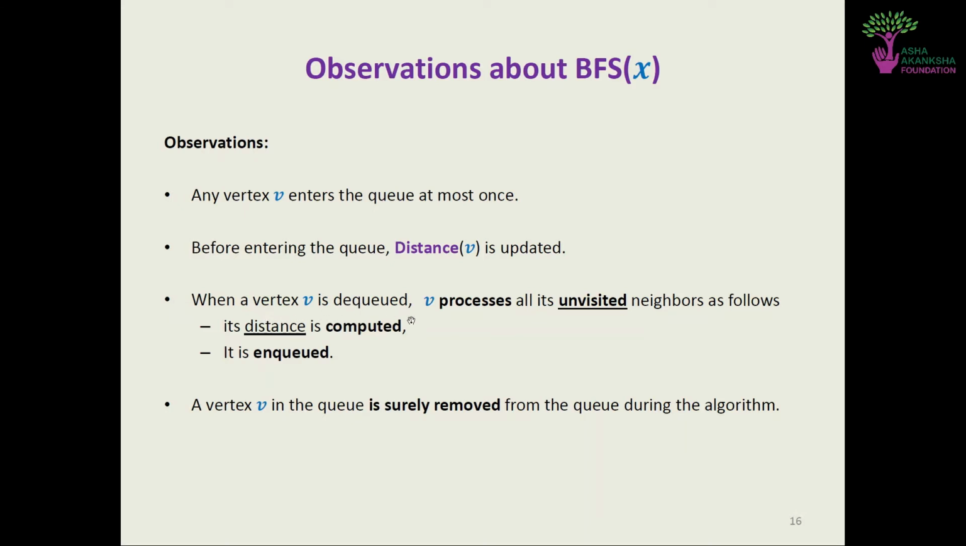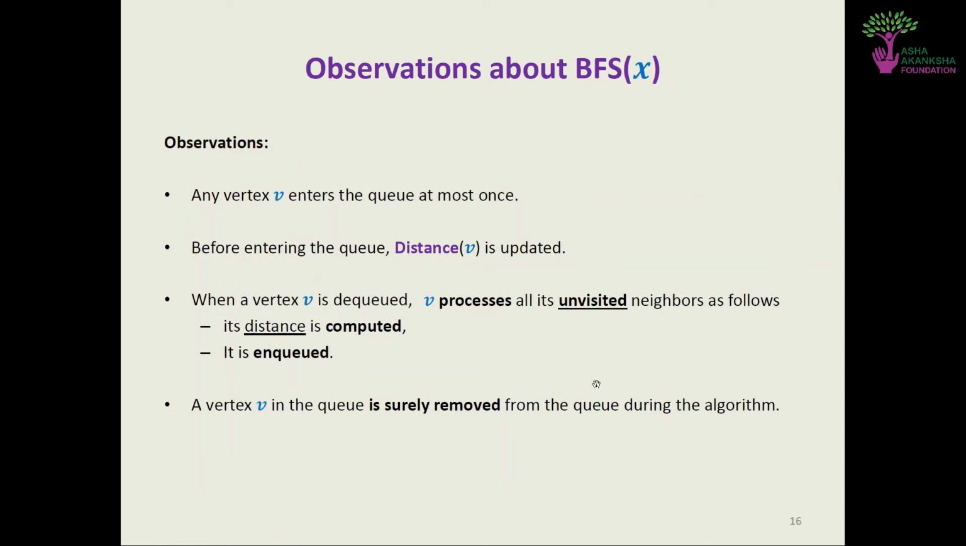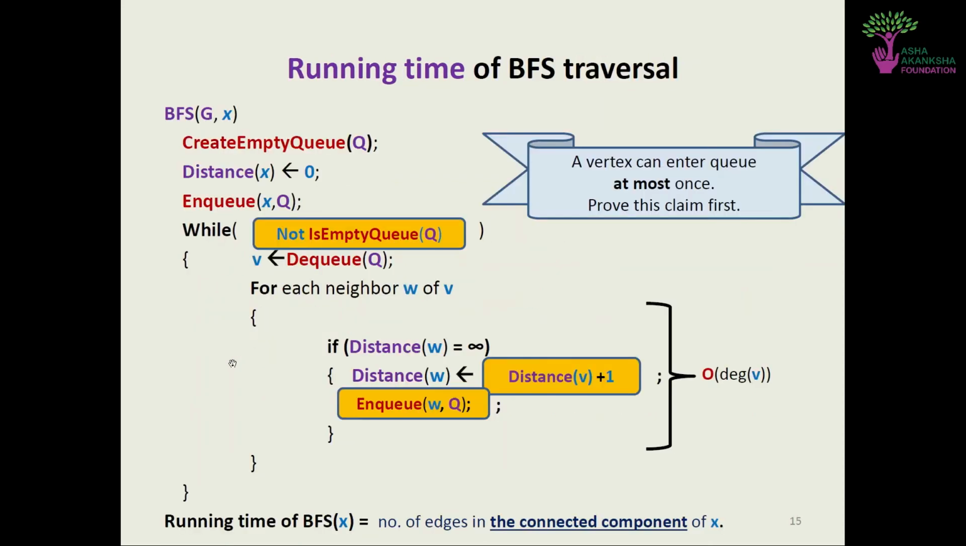And when a vertex v is dequeued, v processes all its unvisited neighbors. So how did we check for unvisited neighbors again? We checked whether their distance is infinity or not. If it was infinity, they were unvisited. If it was not infinity, that means they were already visited. So we process all the unvisited neighbors as follows. The distance is computed using the distance of v plus 1, and then it is enqueued to the queue using the enqueue function.